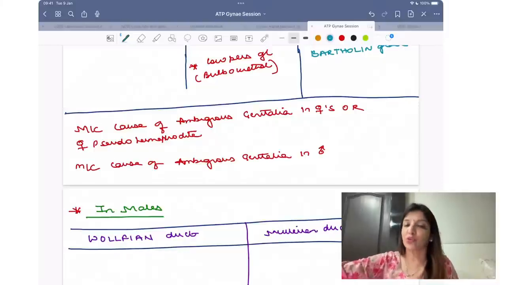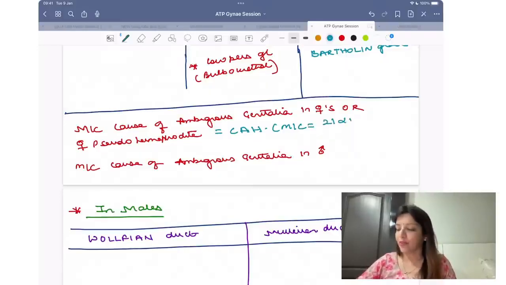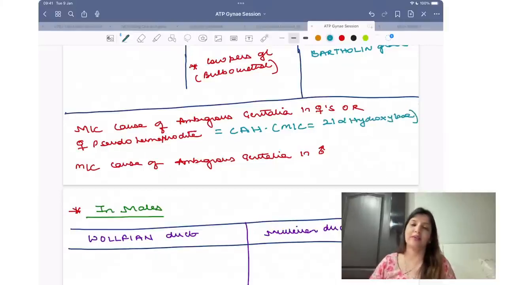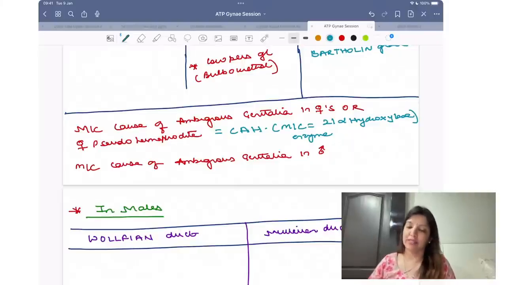Whether they say female pseudohermaphroditism or ask you the most common cause of ambiguous genitalia in females, the answer is congenital adrenal hyperplasia. The most common enzyme deficiency leading to congenital adrenal hyperplasia is 21 alpha hydroxylase deficiency.